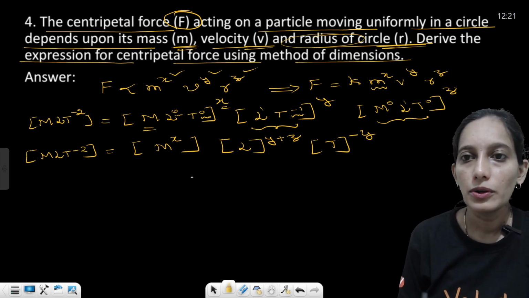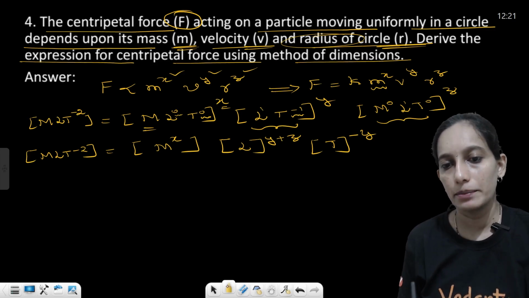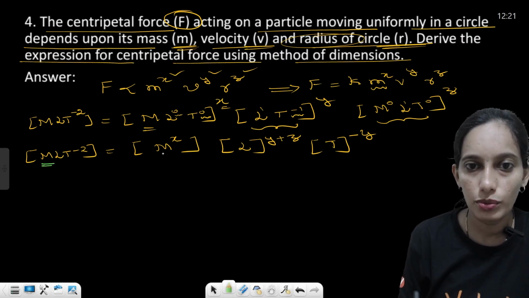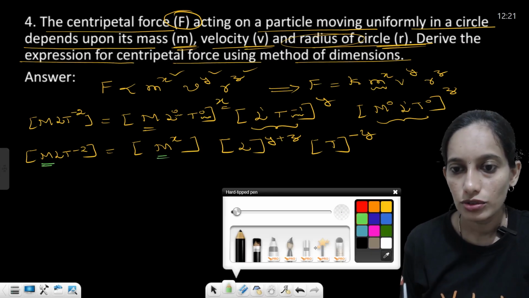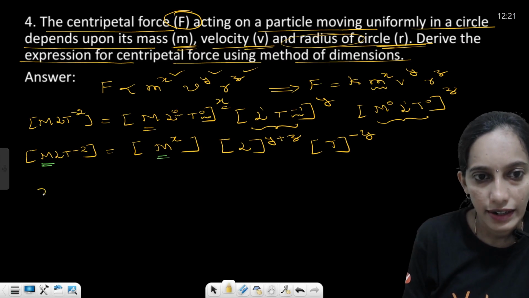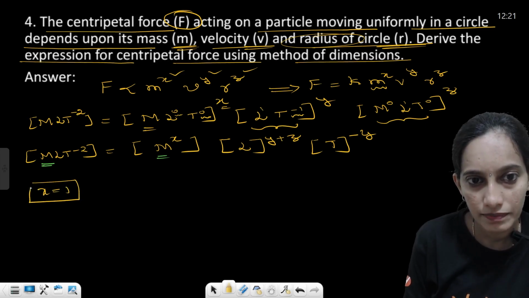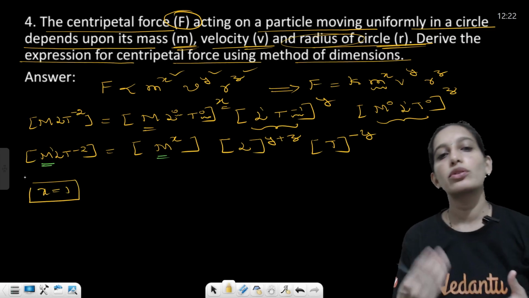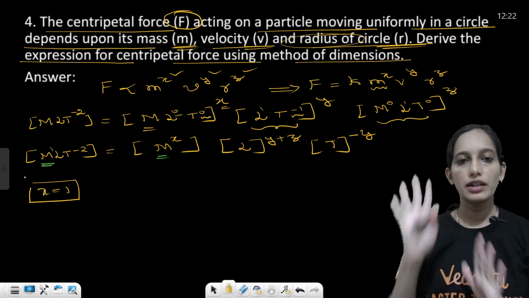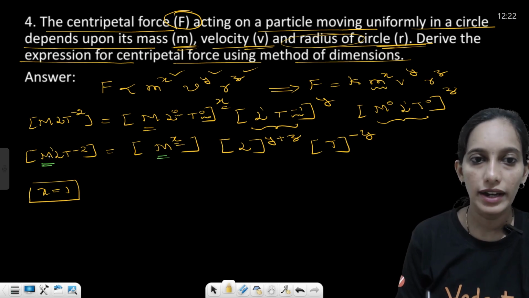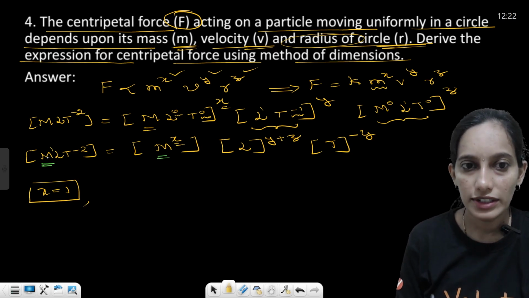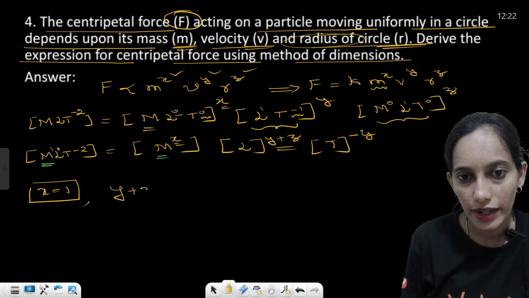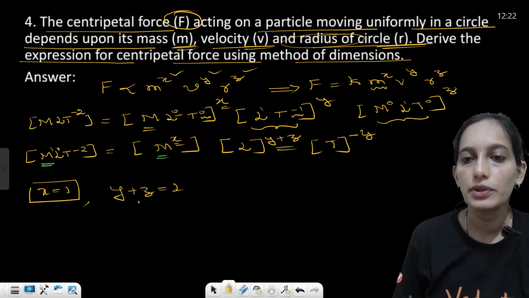Now we can compare their bases. Bases are the same, so we can equate their powers. Here we have M raised to 1 and here M raised to x, so clearly x must be equal to 1. When a term is absent, it means the power is 1 for M; if it were 0, we would write 0 or not mention the term at all. So M means M raised to 1, and x should be equal to 1. Next, L raised to 1 on one side and y plus z on the other, so y plus z must be equal to 1.